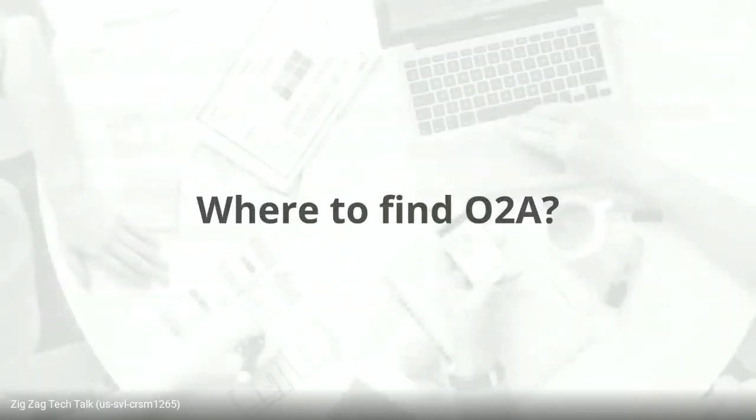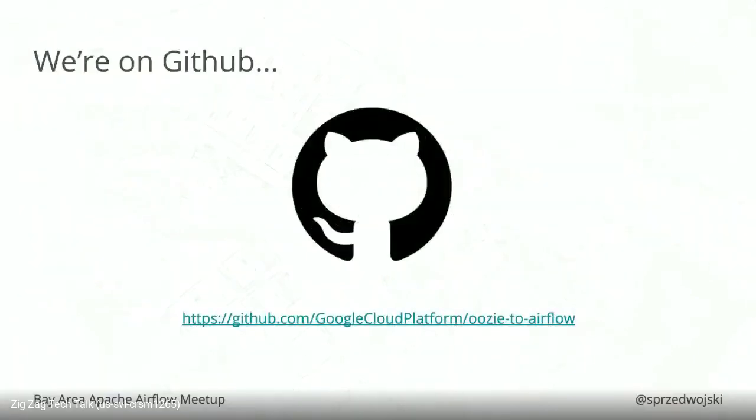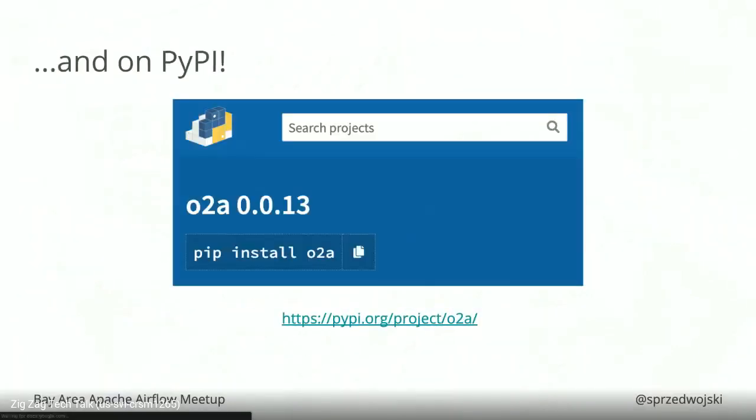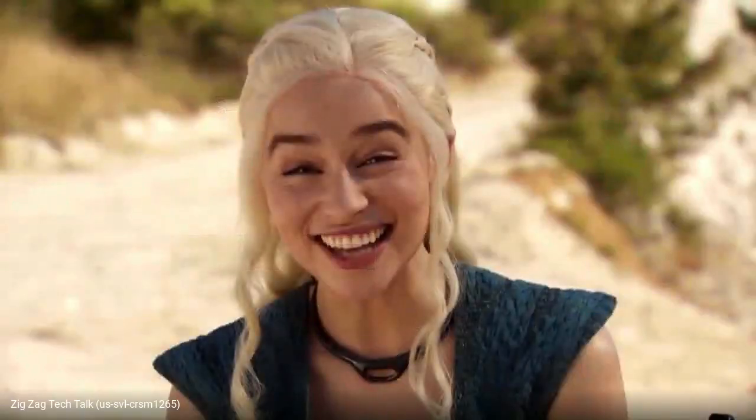So with that, I want to finish by telling you where you can find this project. Of course, we're on GitHub, and here's the link. But also, thanks to Jarek's effort, a very early version is on PyPI, and you can actually do pip install o2a. How cool is that? So I hope you enjoyed this talk as much as I did delivering it. And with that, thank you.